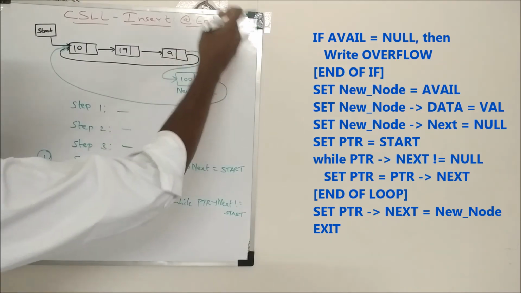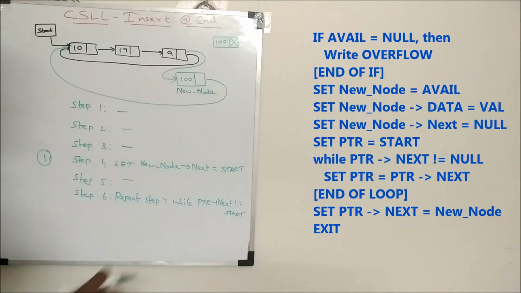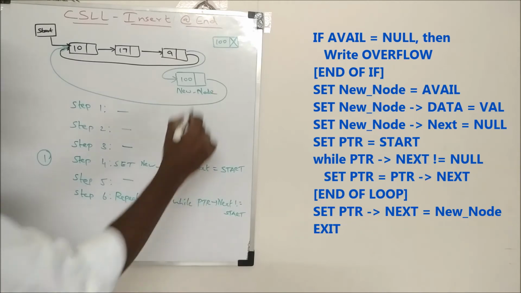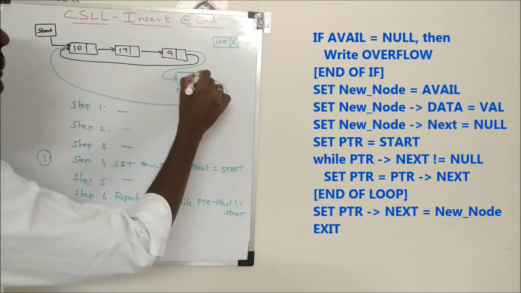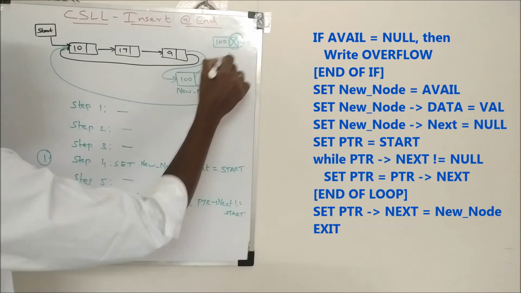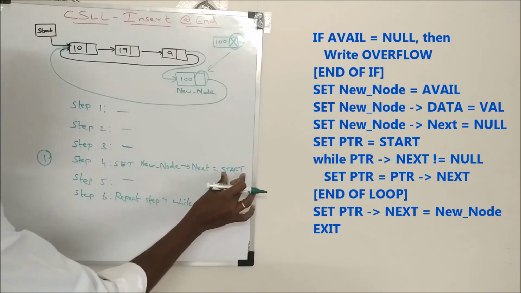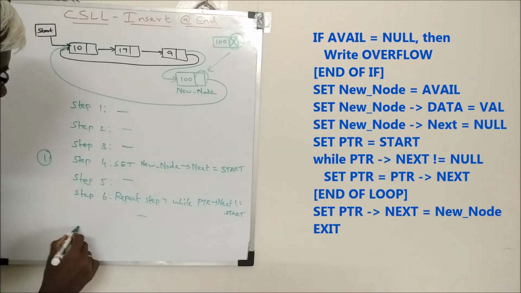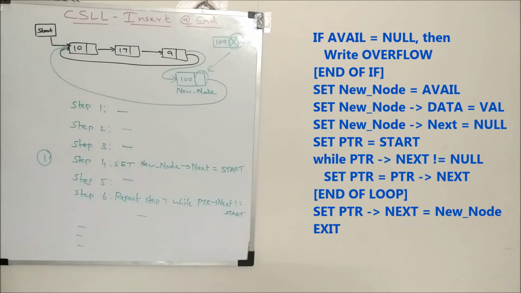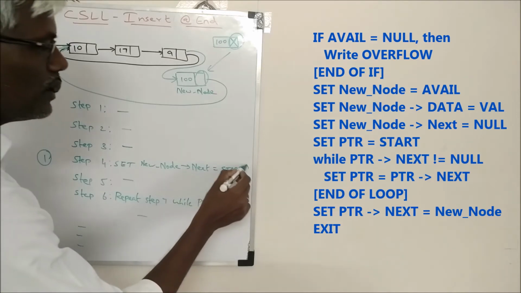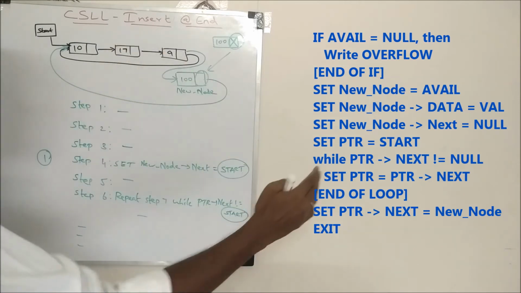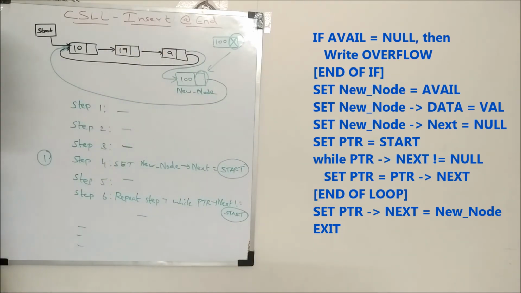because between the singly linked list and circularly singly linked list, what is the only change? Wherever we are using null, it can be replaced by what? Start. So here instead of null it is start, here instead of null once again it is start. So the remaining things are similar. These are the two changes you have to make for converting the singly linked list algorithm into circularly singly linked list algorithm.